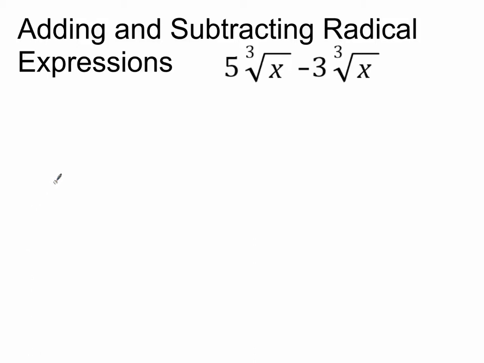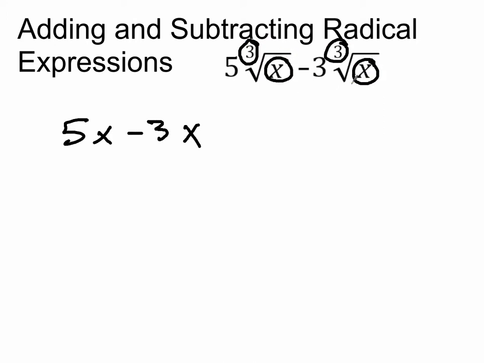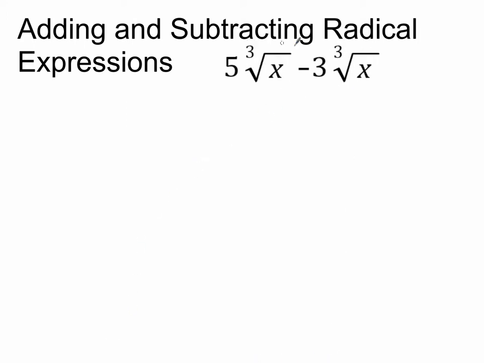Okay, this video is over Chapter 7, Section 3, Adding and Subtracting Radical Expressions. So the first thing to notice is you can add and subtract radical expressions the same way that you could add or subtract, for example, 5x minus 3x. The important thing is that you have the same index on both terms and the same radicand inside the radical on both terms. If those are the same, then you have like terms and you can combine it to be 2 times the cube root of x.